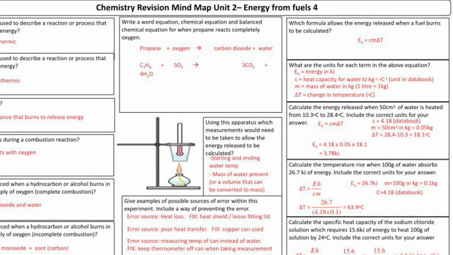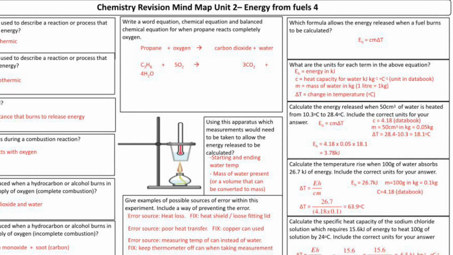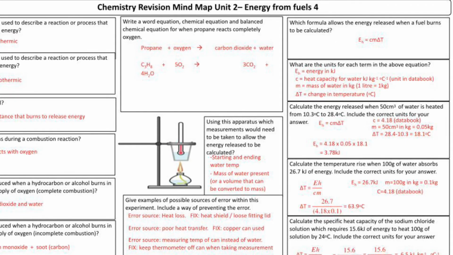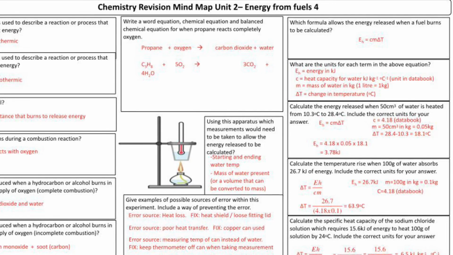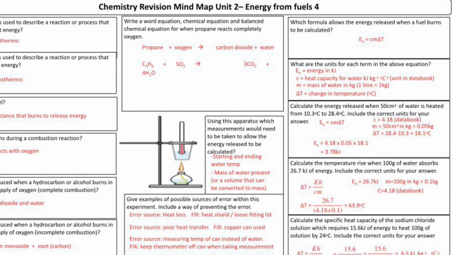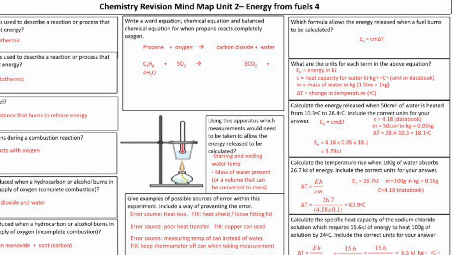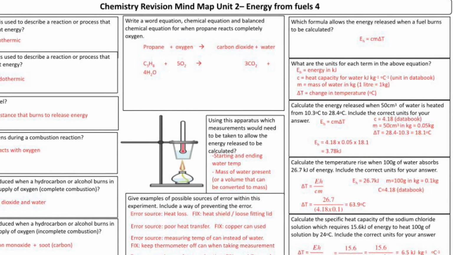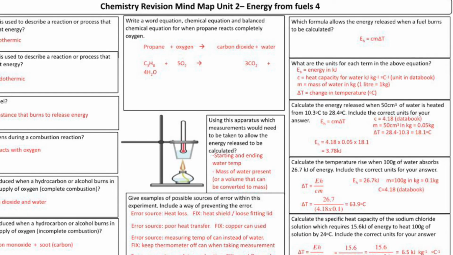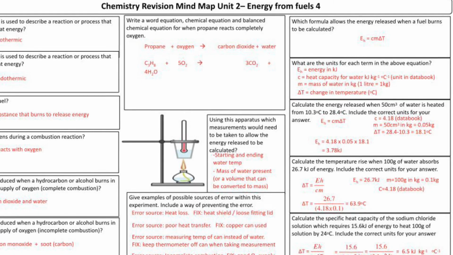A fuel is a substance that will burn to release energy, reacting with the oxygen in the air. If it's done in plenty of oxygen, then we get carbon dioxide and water formed, assuming nothing else is present in the fuel. If it's done in a limited supply of oxygen, incomplete combustion, then we finish up with carbon monoxide, a poisonous gas, and soot, carbon forming.